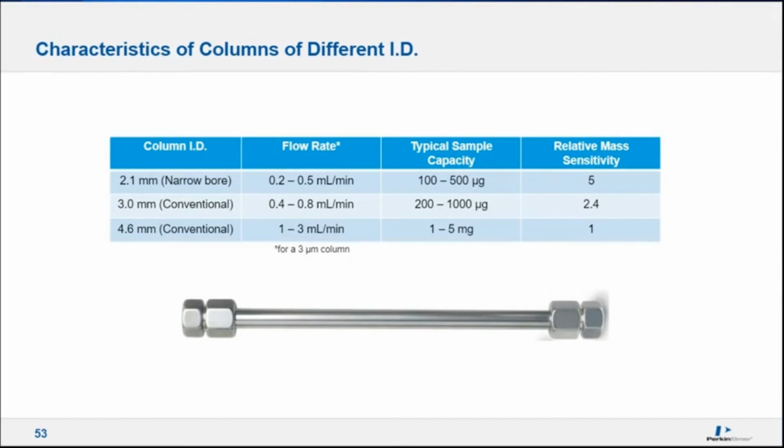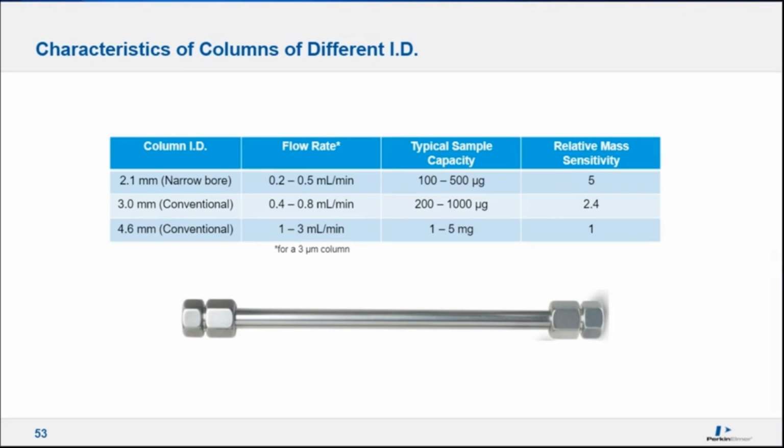So what are the typical characteristics of various column IDs. So again, if we look at the 2.1 or the narrow bore column, its ideal flow rate range is from 0.2 to 0.5 mils a minute. Its typical sample capacity is 100 to 500 micrograms. And again, as we showed on the last previous several slides, its relative mass sensitivity is greater than 5 times when compared to the conventional 4.6.